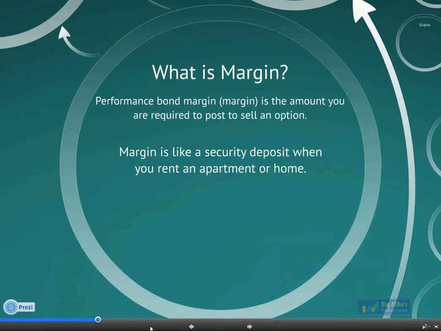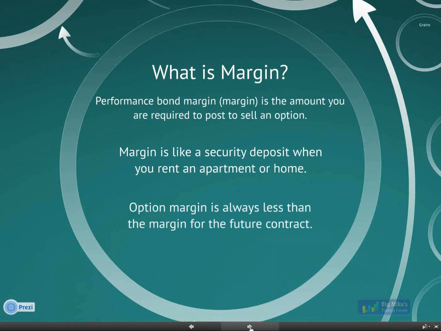And if the futures start going the wrong way for you, then your margin will increase, and it may finally get to the point where you end up on a margin call. Option margin is always less than the margin for a futures contract. It can never be higher on single contracts.